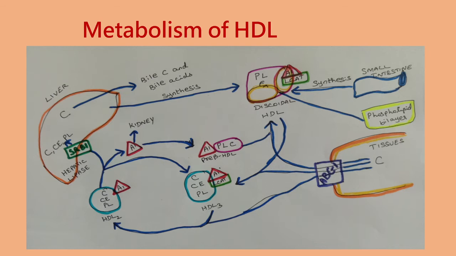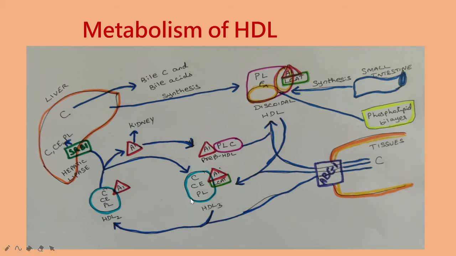The transport of cholesterol from the tissues to the liver is called reverse cholesterol transport and is mediated by the HDL cycle. The role of HDL is to collect all the cholesterol derived from extrahepatic tissues and transport that cholesterol to the liver through the SRB1 receptor. It is called the HDL receptor.